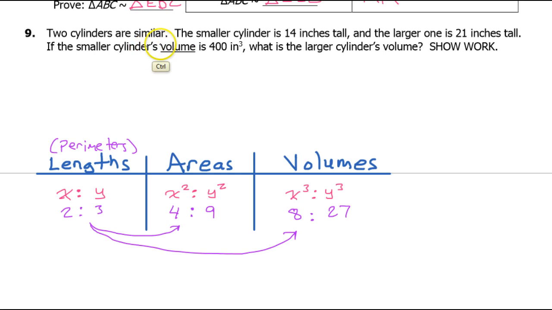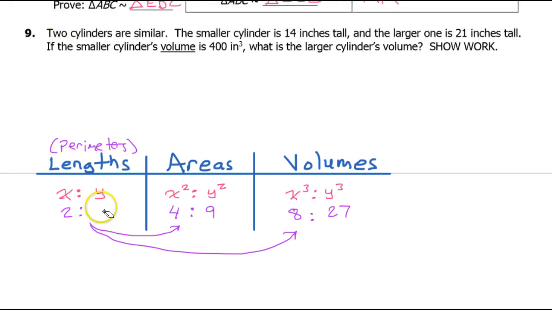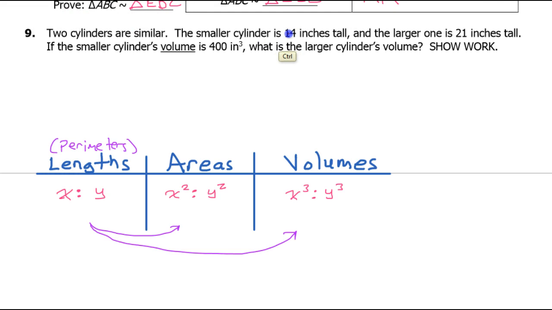Two cylinders are similar. The smaller cylinder is 14 inches tall, and the larger one is 21 inches tall. So right there, they're giving us the ratio of lengths. Think of it as a length scale factor. So they gave us 14 to 21. So that's the length scale factor.